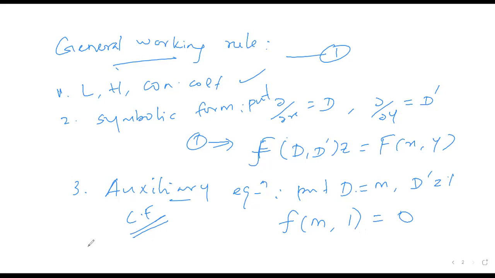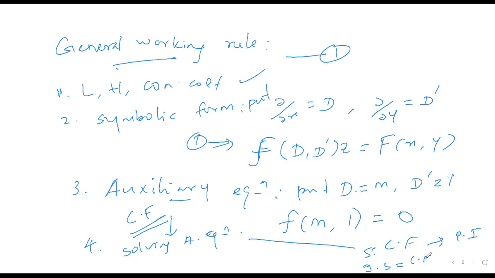I don't have a place, anyway, I am writing. The fourth step will be solving this auxiliary equation. The fifth will be that we write the complementary function, and the sixth, we find the particular integral. Then the general solution will be this plus this. This is how we're going to find our answers. We're going to do some exercises.